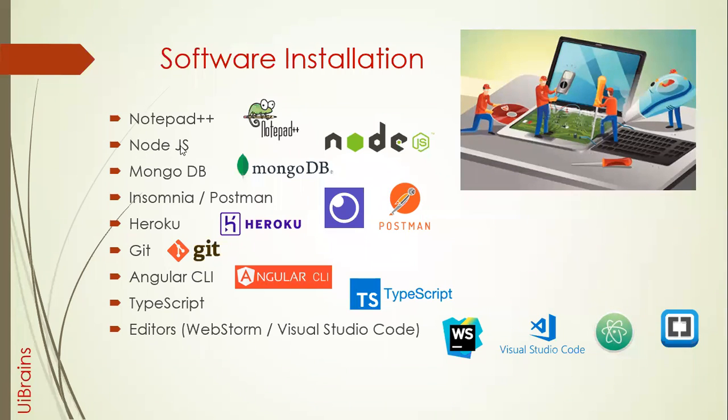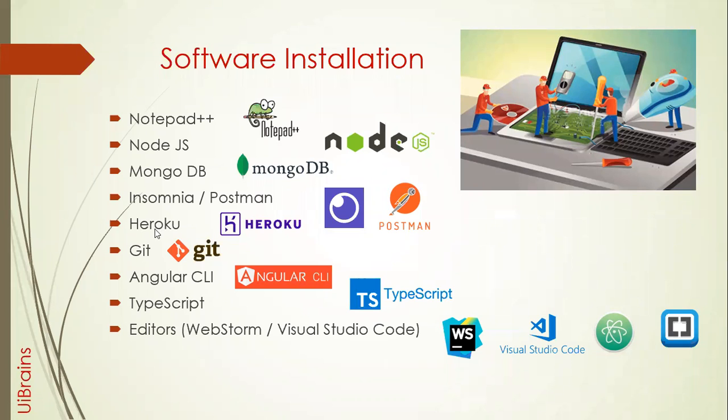Next is Node.js. We're going to develop a server-side platform, so we need to install Node.js, and even for Angular we need Node.js. After that, MongoDB, a database for permanent storage of your application data. Then we have Insomnia and Postman. We write a REST API for the server side using Express.js and Node.js, and to test that backend API we need one of these two. You can use either one; they are REST clients to test the backend REST API.